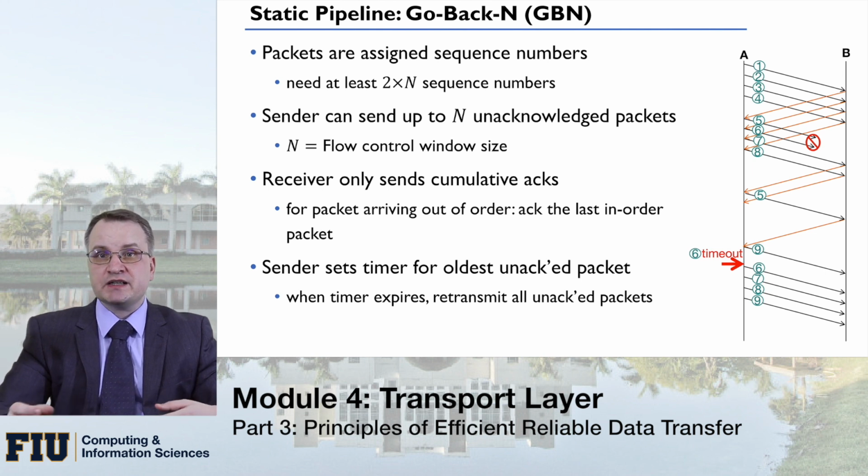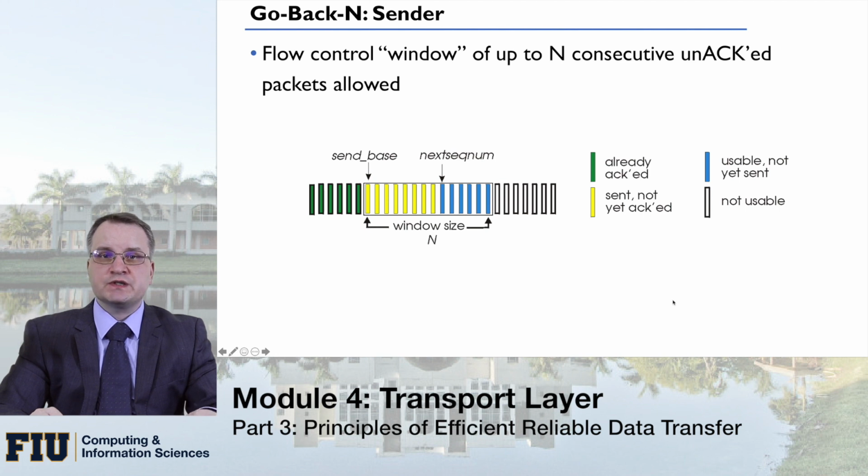And for the feedback, in this approach, we're going to use a cumulative ACK, meaning that we're going to send an acknowledgement for the latest acknowledged packet. And this information will also serve as some form of a negative acknowledgement, if you properly interpret this information.